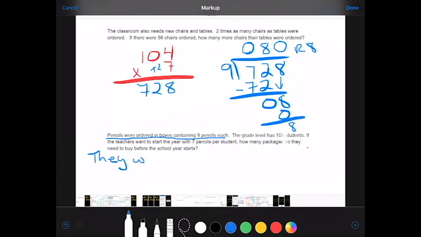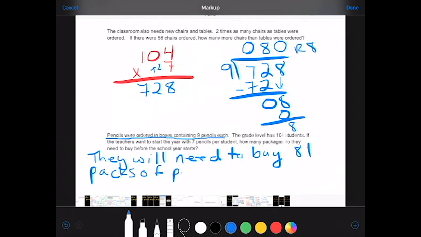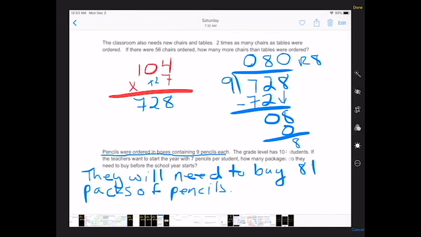They will need to buy 81 packs of pencils. Remember, because if they only buy 80, there's going to be a kid who doesn't get any, right? Okay, let's go to the next problem.